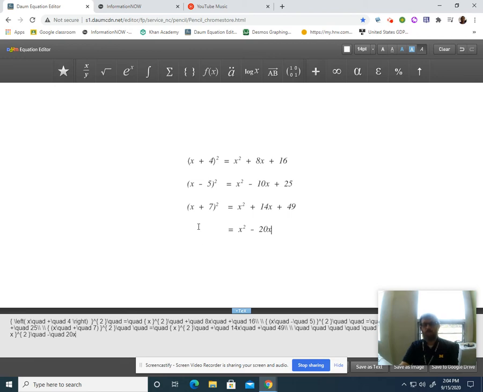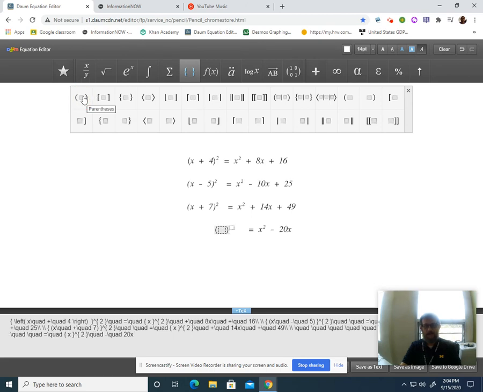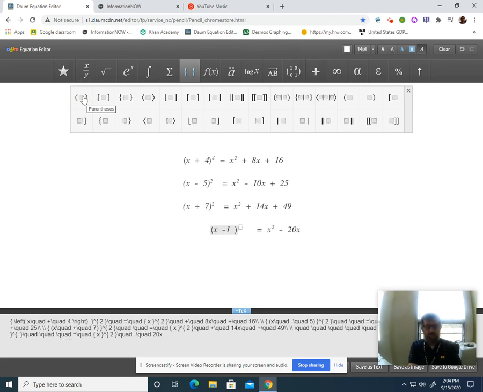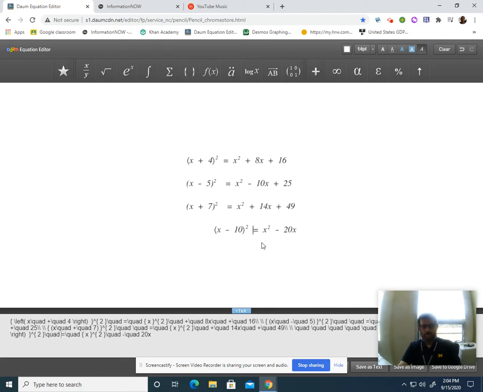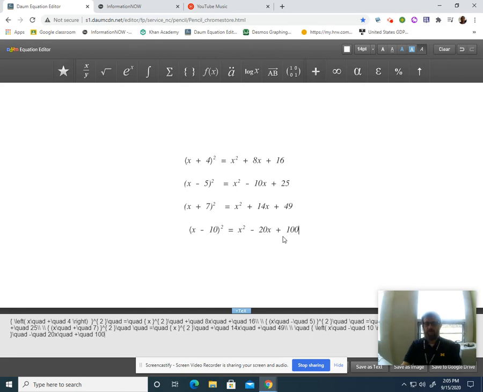Now, I want to know what has to be over here on the left. Yeah, I didn't give you everything, but you have all the information you need. Look at the pattern. What's happening over here? What is the relationship between this number and this number every single time? Okay, the relationship is that it's half. So on this side has to be x minus 10. Now, there is a piece missing from over here, and that is plus 100, because that's 10 squared.